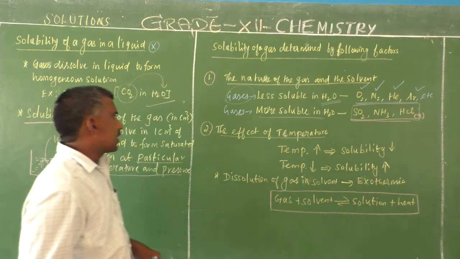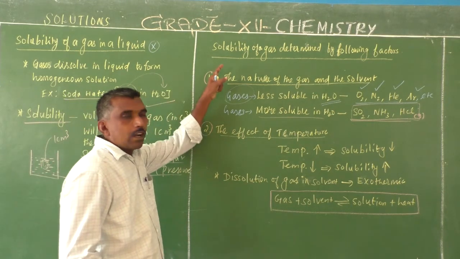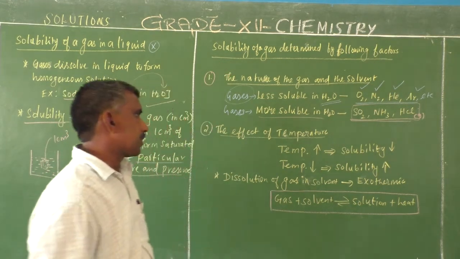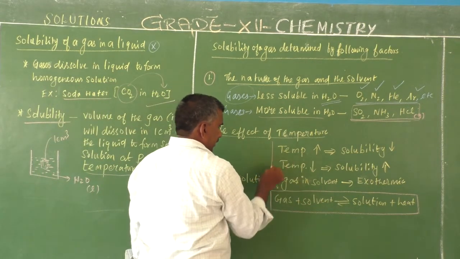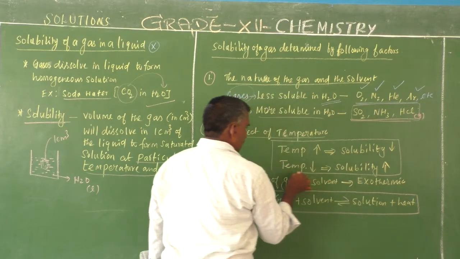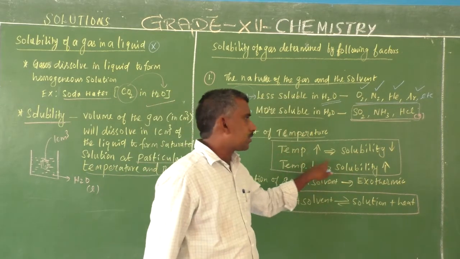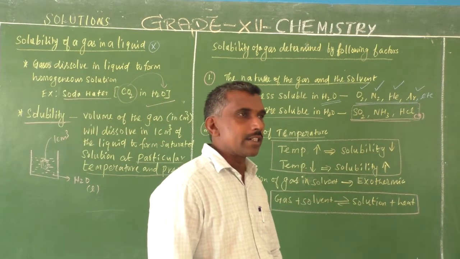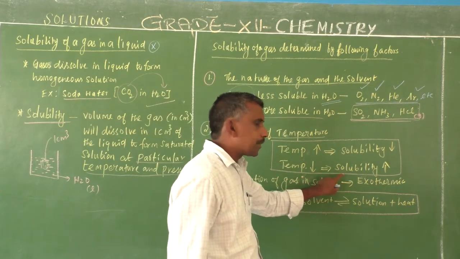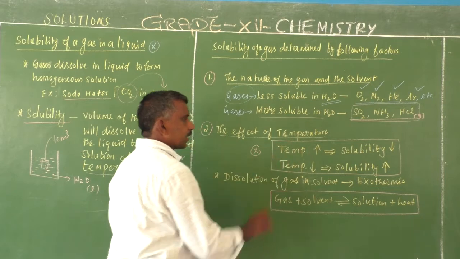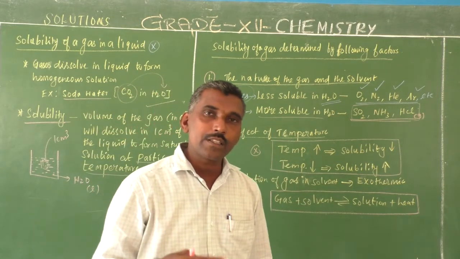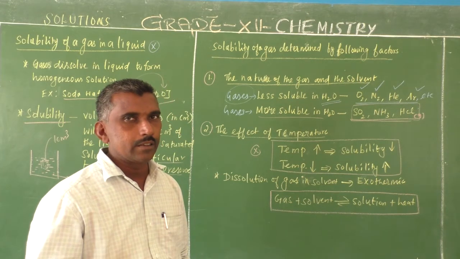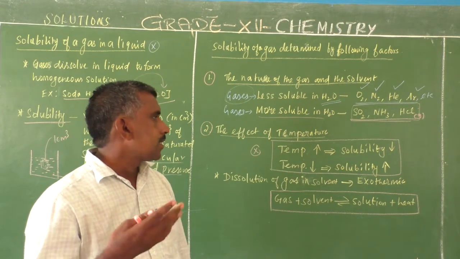Okay. Now the second factor affecting solubility: the effect of temperature. It's a very interesting topic. If temperature is increasing, solubility is decreasing. Temperature decreasing, solubility increasing. This is very important. And vice versa. Temperature increasing, the solubility of gas is decreasing. Temperature decreasing, the solubility of gas is increasing.